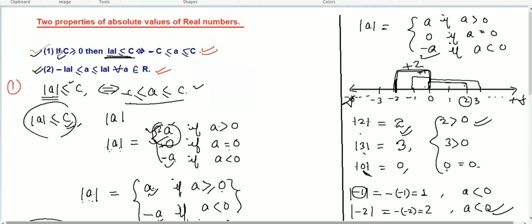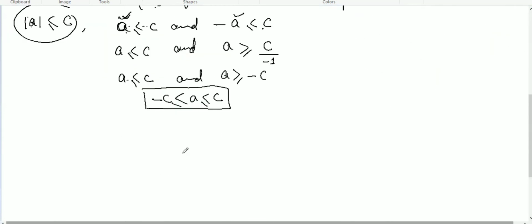If C is greater than or equal to 0, then absolute value of A less than or equal to C means A will be greater than or equal to minus C and less than or equal to C. This is what we proved. Now you can check conversely as well. Conversely, we have to take this one and prove the other.